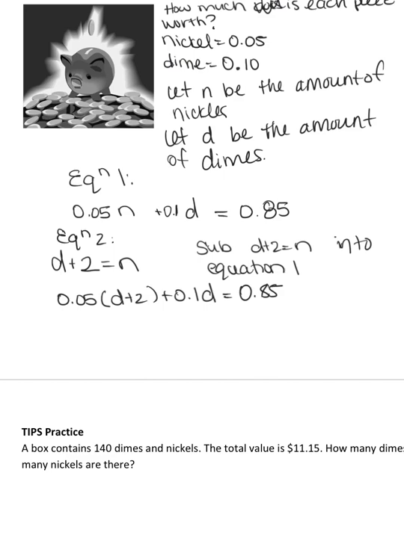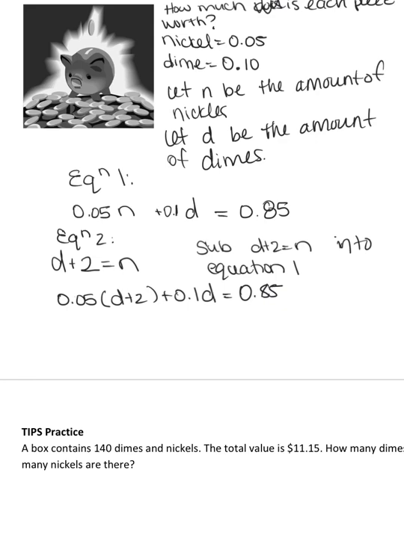Okay? So now I have all of these things, and if I'm looking at my equation, I only have one letter. I have a D and a D. Okay, so like I said, we have all one letter now. We can solve this equation. We're going to start by doing that distributive property by multiplying out 0.05 times D, and then we're going to do 0.05 times 2.